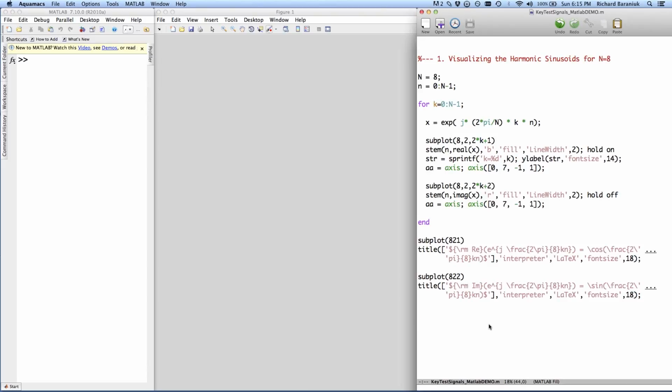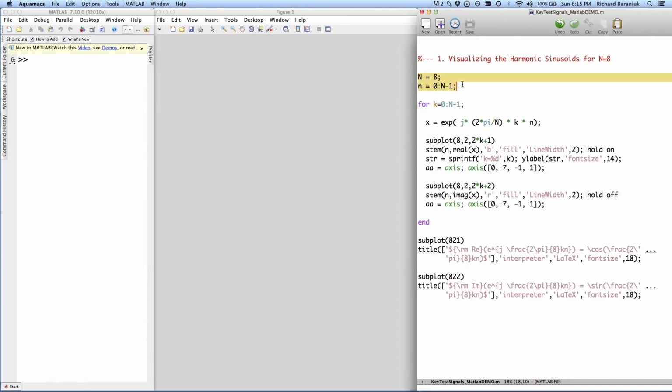Let's look at the harmonic sine waves up close and personal. In particular, we're going to plot the harmonic sine waves of length 8 or period 8. And we're going to look at their real parts, their imaginary parts, and understand a little bit more about their frequencies and other properties. This is an experiment that I highly recommend you replicate on your own because you'll get a lot of intuition into how sine waves operate.